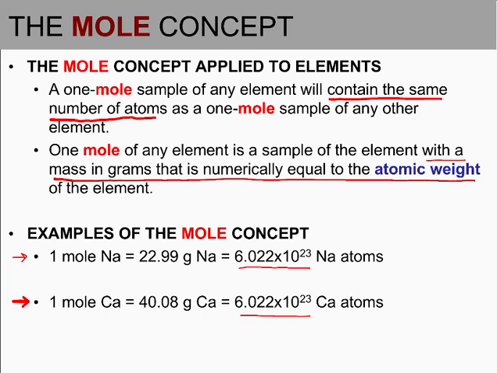Now, in terms of the second point we went over, if we look up the atomic weight of sodium, we would find that it's equal to 22.99 atomic mass units. But we can also set this equal to 22.99 grams of sodium for every 1 mole of sodium. So this unit is called grams per mole, or the molar mass.